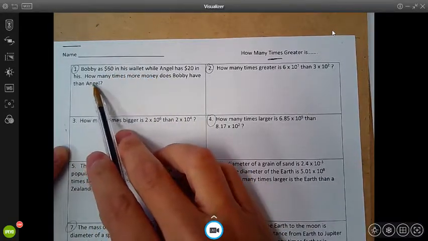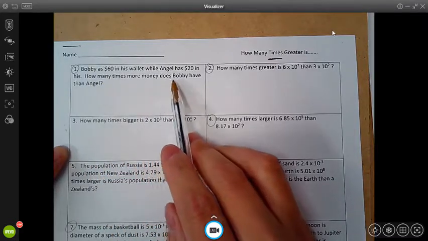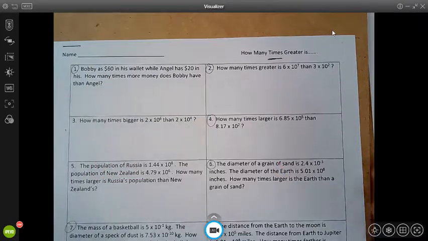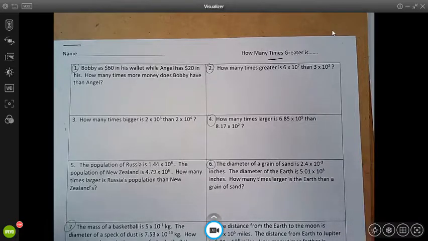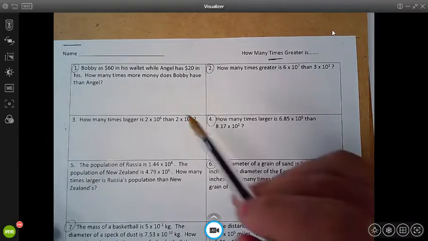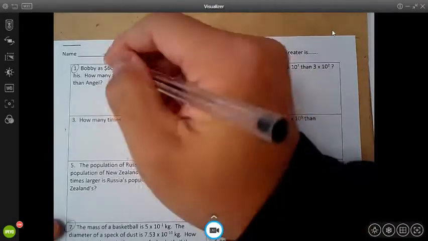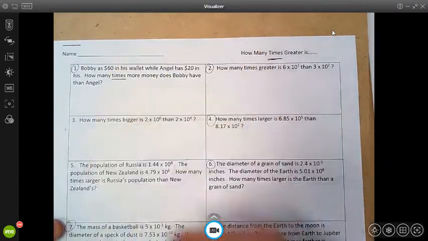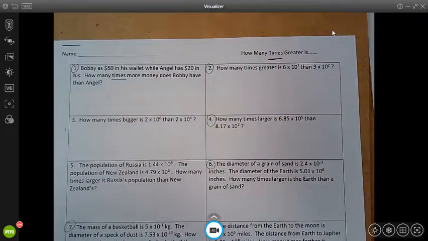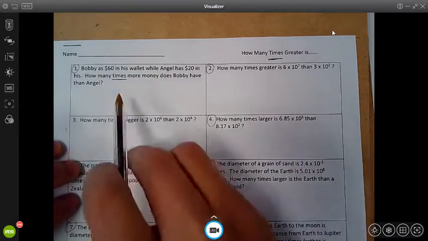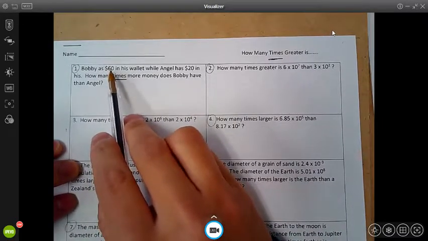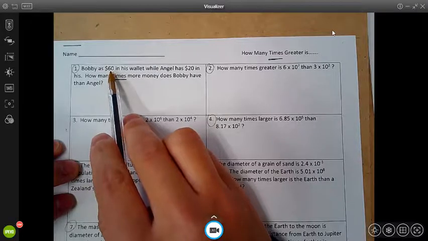How many times more money does Bobby have than Angel? It doesn't ask you how much more. If it was how much more, you would say 40, right? 60 minus 20 is 40. But the key word here again is times. So we actually want to go backwards here, and we want to divide. Bobby has the bigger amount of money, so we're going to divide.